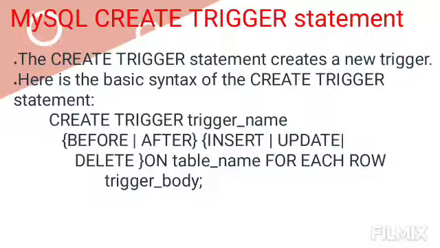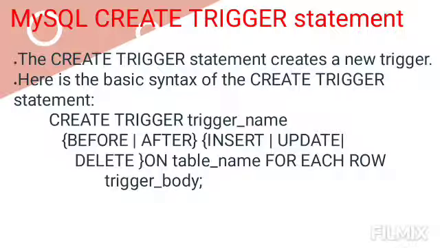Here is the basic syntax of a create trigger statement. Create trigger, trigger name, before or after, insert or update or delete on table name for each row, then trigger body. In this syntax, first we specify the name of the trigger that you want to create after the create trigger statement. Trigger name is the same as a procedure name or function name and is unique in the database.